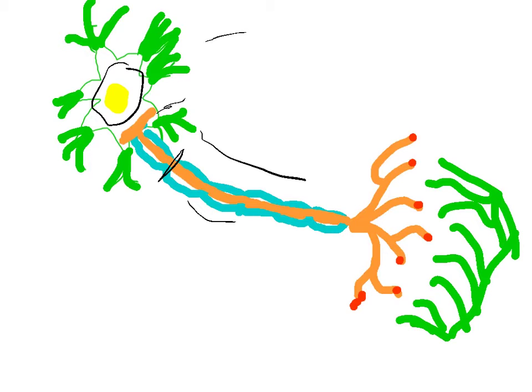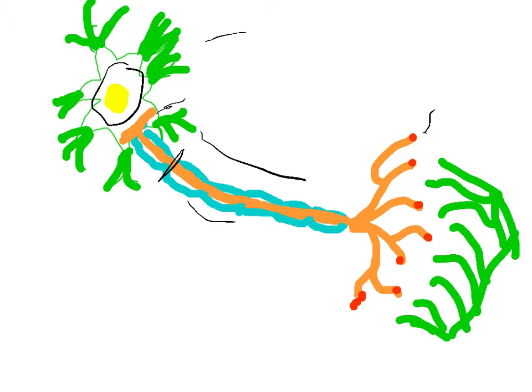The change in the charge in the axon allows the signal to jump from node to node. Each segment stimulates the next. Once the signal goes all the way down the axon, it reaches the axon terminal buds, which are these red areas over here. This is where the signal is passed to the next neuron.